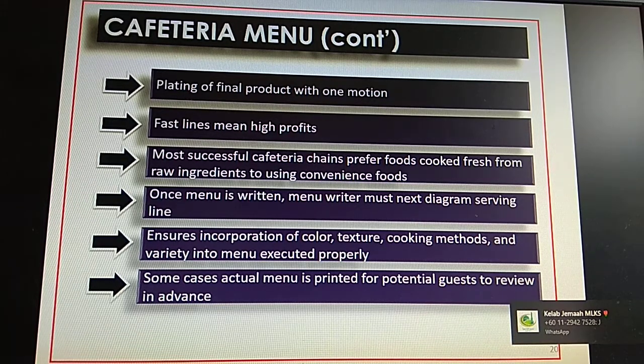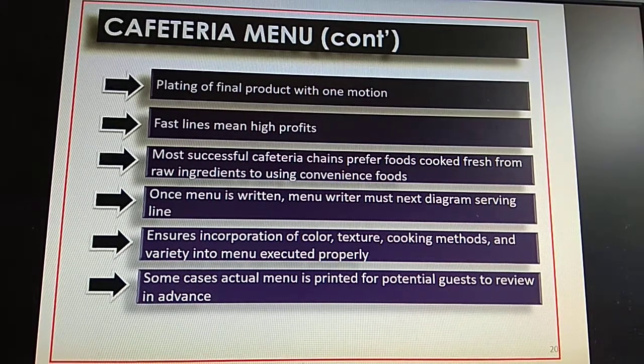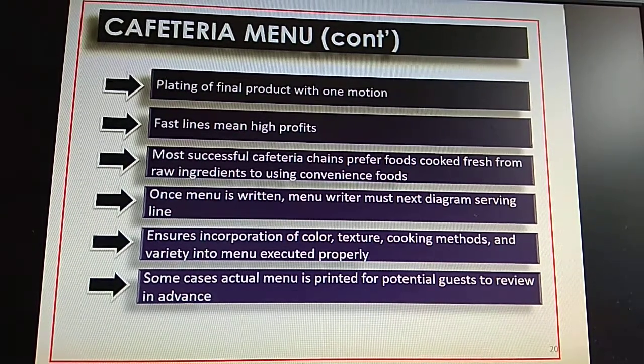In some cases, the actual menu is printed for potential guests to review in advance while they are waiting in line. While they are waiting in line, they cannot see the food in front. To solve that problem, certain cafeteria caterers print the menu and put it along the line so that the customer can view it and make decisions while waiting for the line to move on.